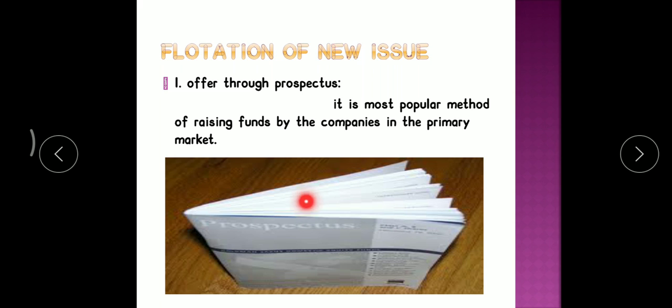This prospectus will be signed by the concerned directors of the company. If any misleading or wrong information is mentioned in the prospectus, then the directors are personally liable for the false information or misleading facts in that statement. That is offer through prospectus. It is one of the popular methods which companies use to raise funds from the primary market. That is the first one.